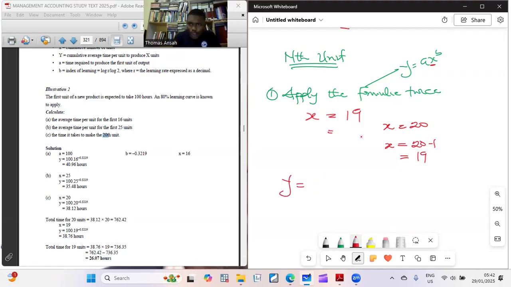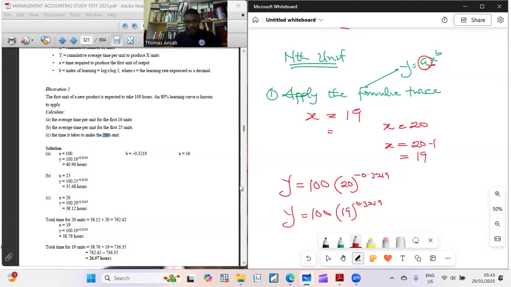All right. So what will be y? A is the first unit that you have to produce. And what is the first? The first hours, and we are told that in this case is 100, right? So it's 100. And what will be x? X first one here will be, let's say, 20 minus the same learning curve, 0.3219. Then you will do it again, and it will be 100, this time around 19, 0.3219. So basically, that is what you are going to do.